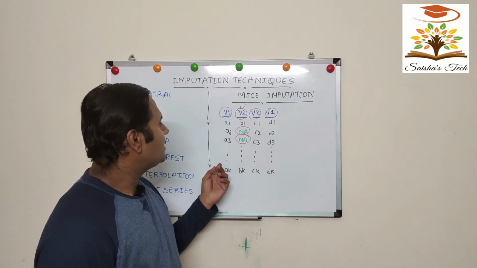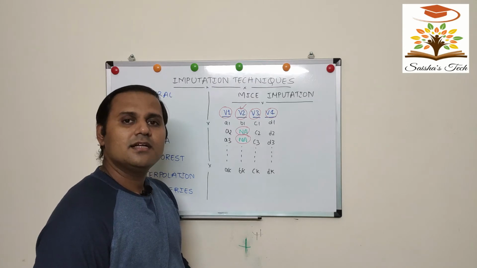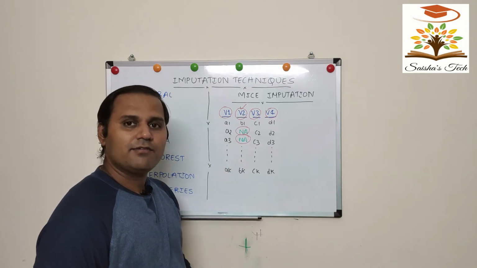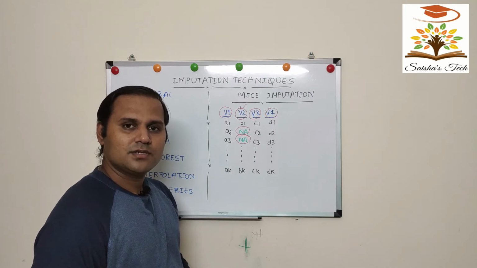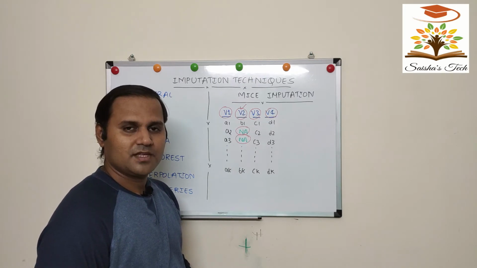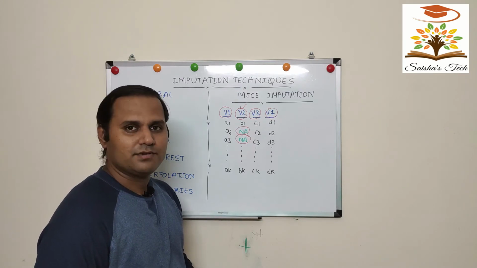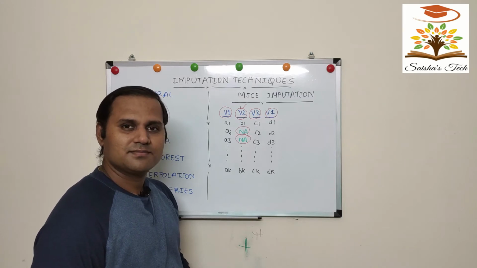Here, if the variables V1, V2, V3 are continuous variables, that is numeric, then linear regression is used as an imputation factor. Similarly, if V1, V2, V3 and V4 are categorical variables, then logistic regression is used for imputation. We will learn about linear and logistic regression in future videos. This is how MICE imputation works.